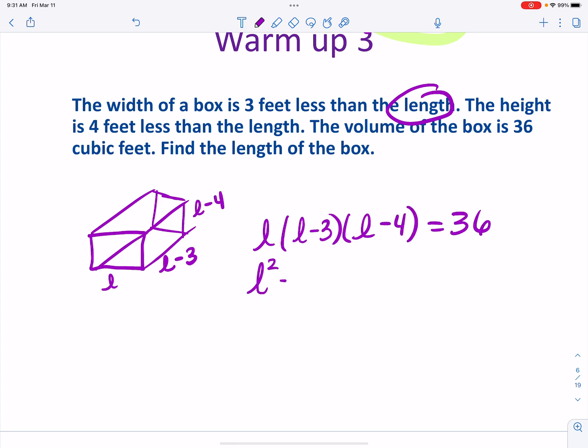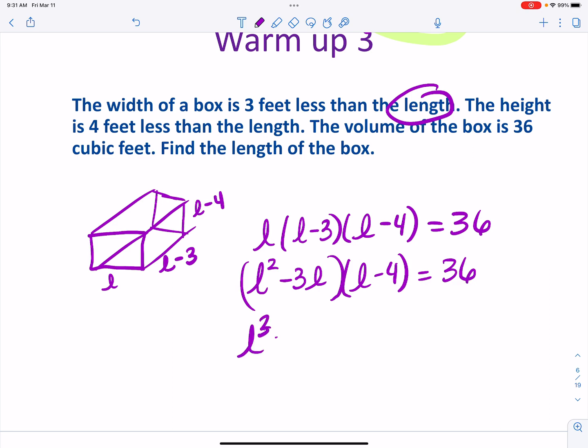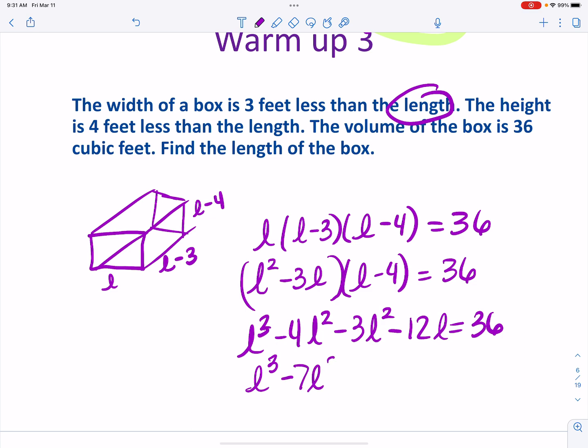So this would be L squared minus 3L. And then I'd have L cubed, minus 4L squared, minus 3L squared, minus 12L equals 36. So this is L cubed minus 7L squared minus 12L minus 36 equals 0.